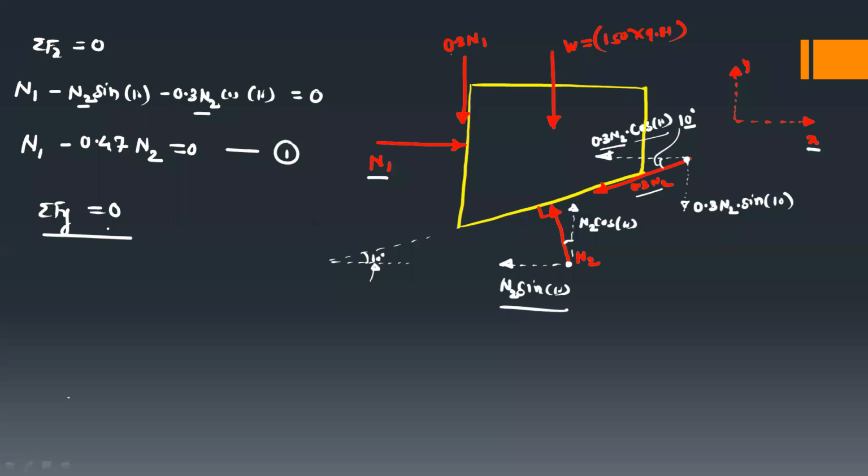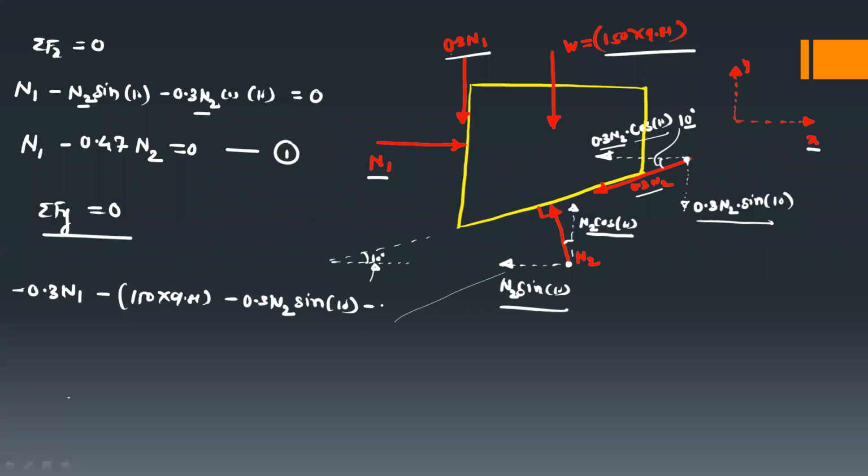Now use summation Fy = 0. For that, consider this 0.3 N1, it is on the negative side. So 0.3 N1. Next, we have this weight, which is minus 150 into 9.81. Then we have this y component, which is 0.3 into sin 10. After that, we have this y component, sorry, not minus, it is in the positive y direction. So plus N2 into cos 10, and this is equal to 0.